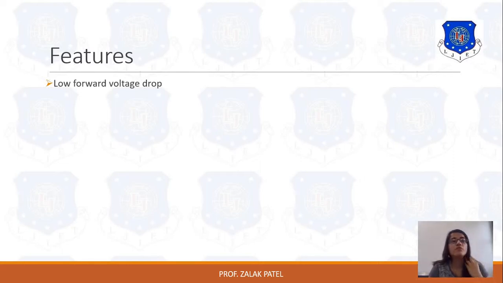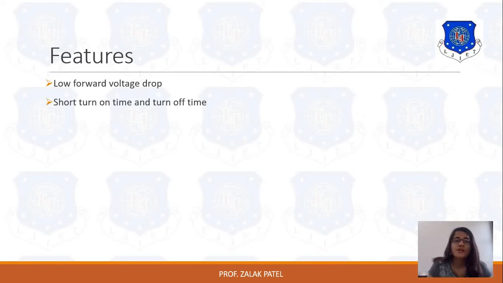Now let's see the different features of MCT. First of all, it provides a low forward voltage drop. Because of the low forward voltage drop, it affects its blocking capability. Next is short turn on and turn off time. Its turn on time is around 4 microseconds and turn off time is 10 microseconds, means both are in the range of microseconds, a very short duration. Because of this, it has very fast switching, easily switching from one state to another. Because of that, switching loss will be less in the case of MCT.